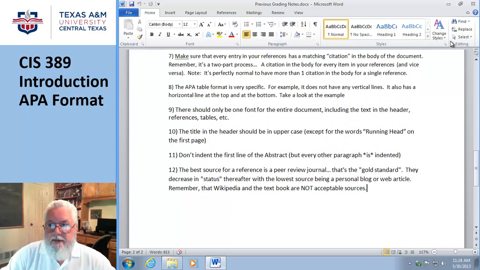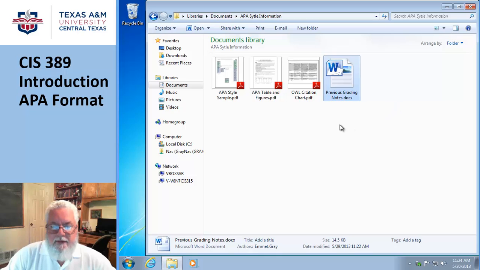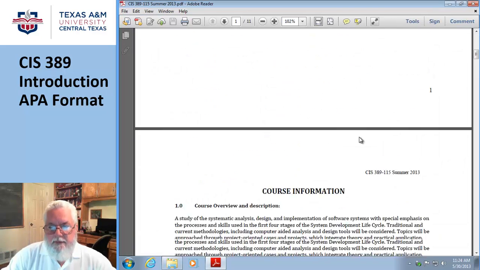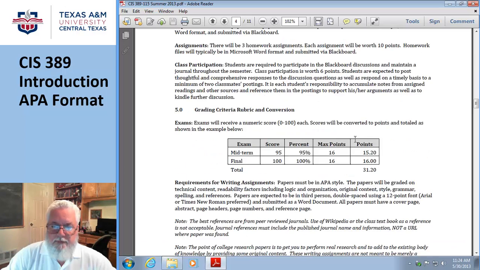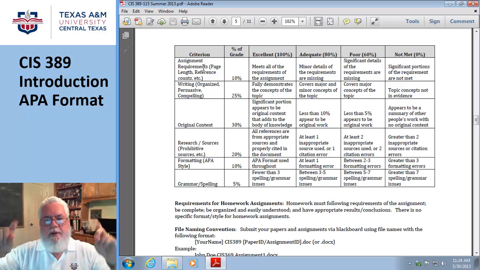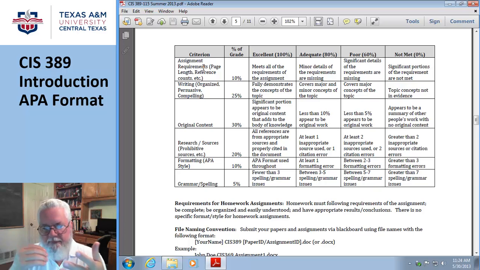Okay, so let me get out of this, and I'm going to go back to the syllabus really quick, and we're going to look at that rubric. So the rubric for writing goes like this. Ten percent of your grade is going to be on whether you met the technical requirements of the assignment. The assignment's going to say, I want 4 pages double spaced, I want a table, and so on. The technical requirements. If you meet all the technical requirements, that's 10% of your grade.